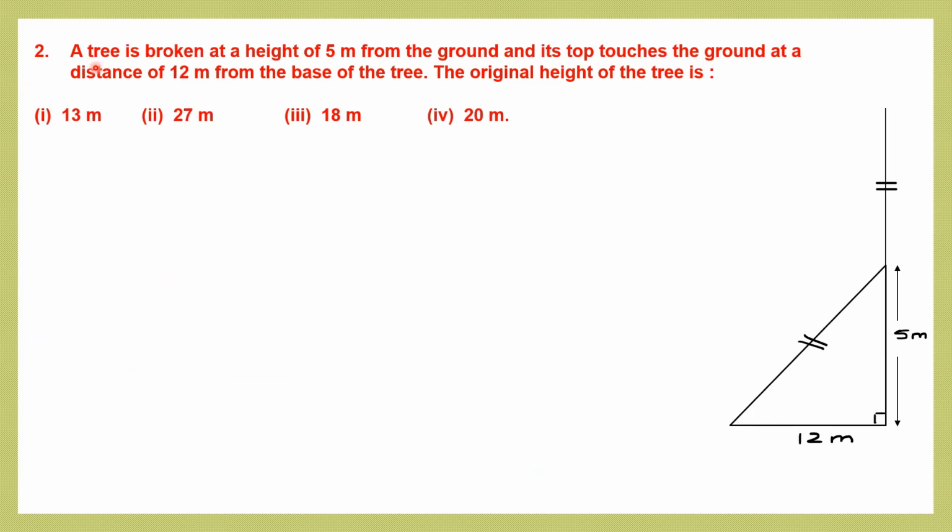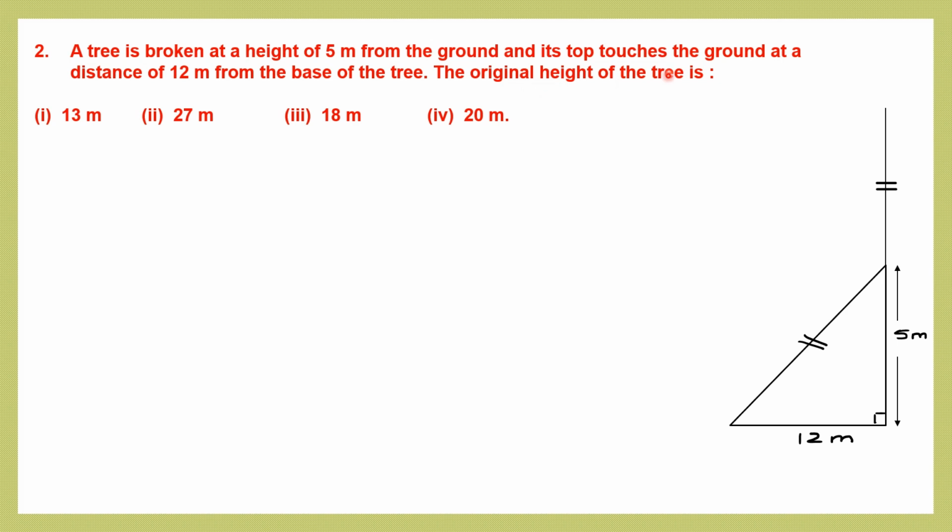Question 2. A tree is broken at a height of 5 meters from the ground. So here we've been given a figure. We've been given all the measurements. So it's easy to understand. A tree is broken at a height of 5 meters from the ground. That means at this particular point.